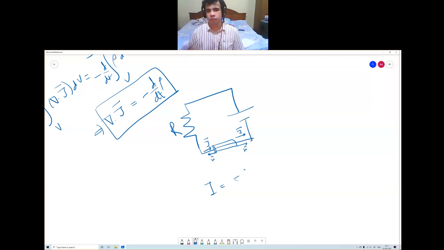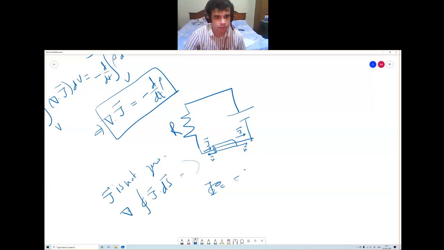J is not 0, by the way. J is not 0, but this is 0. You understand the difference? J is not 0. Definitely current is flowing, but this integral must be 0, because current is flowing only through these rails, and here n is opposite. Okay, this is that.